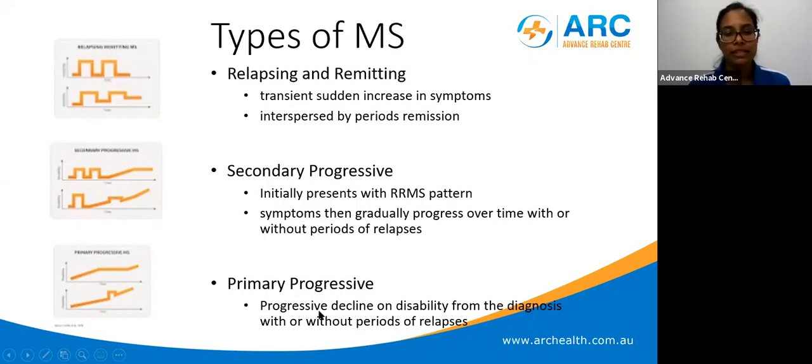Primary progressive is the least common type, which affects about 15% of people with MS. And the main difference is that from the time of diagnosis, you get this steady decline in symptoms without the clear relapsing remitting form that you see in the other types.